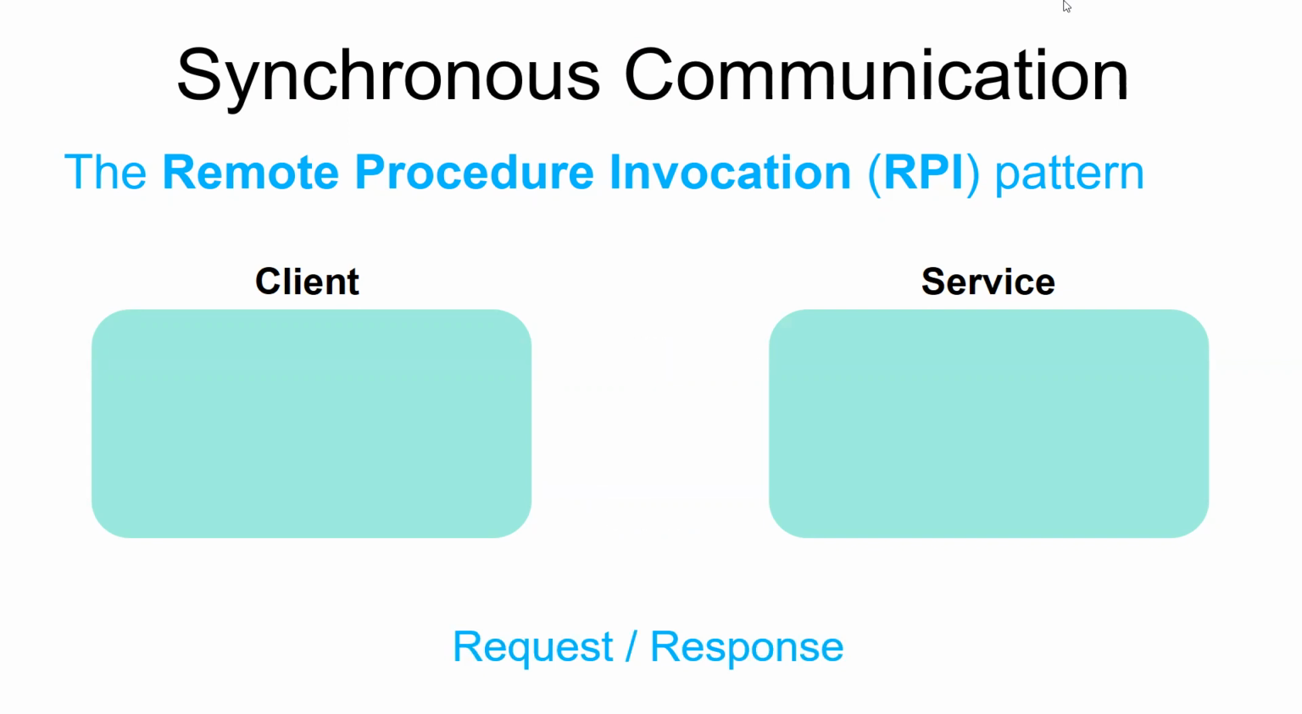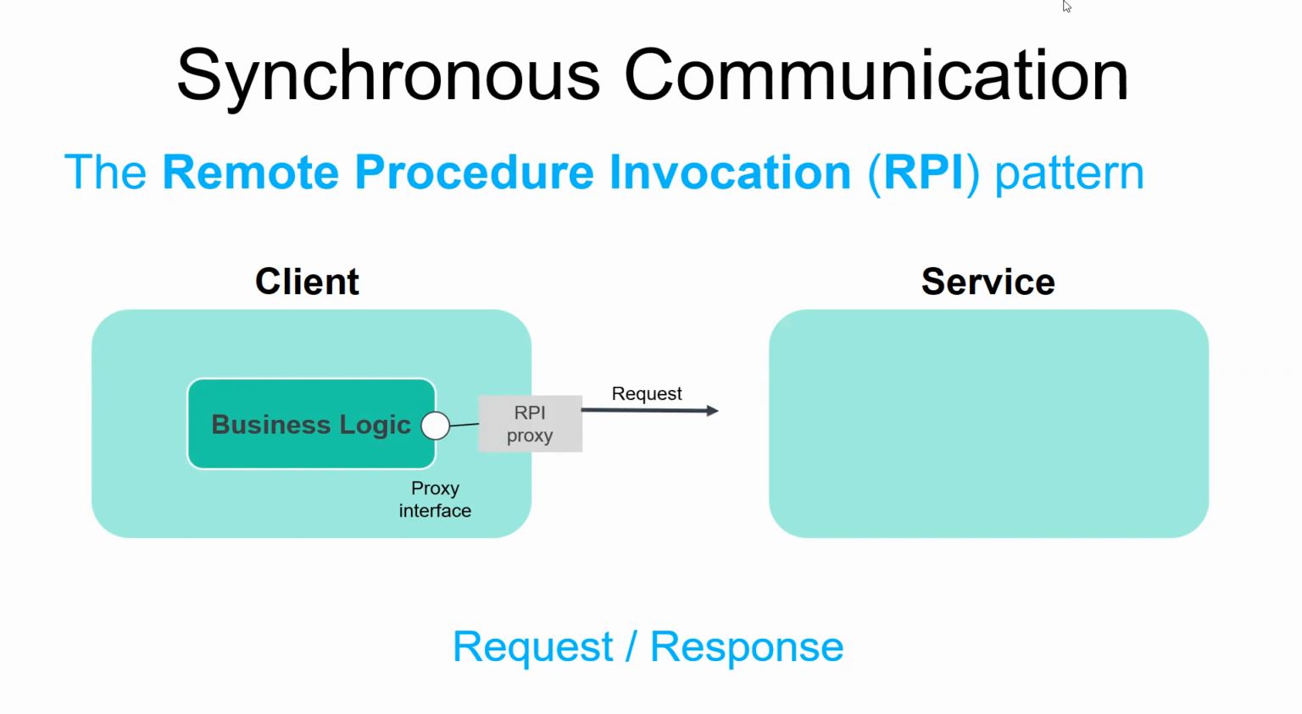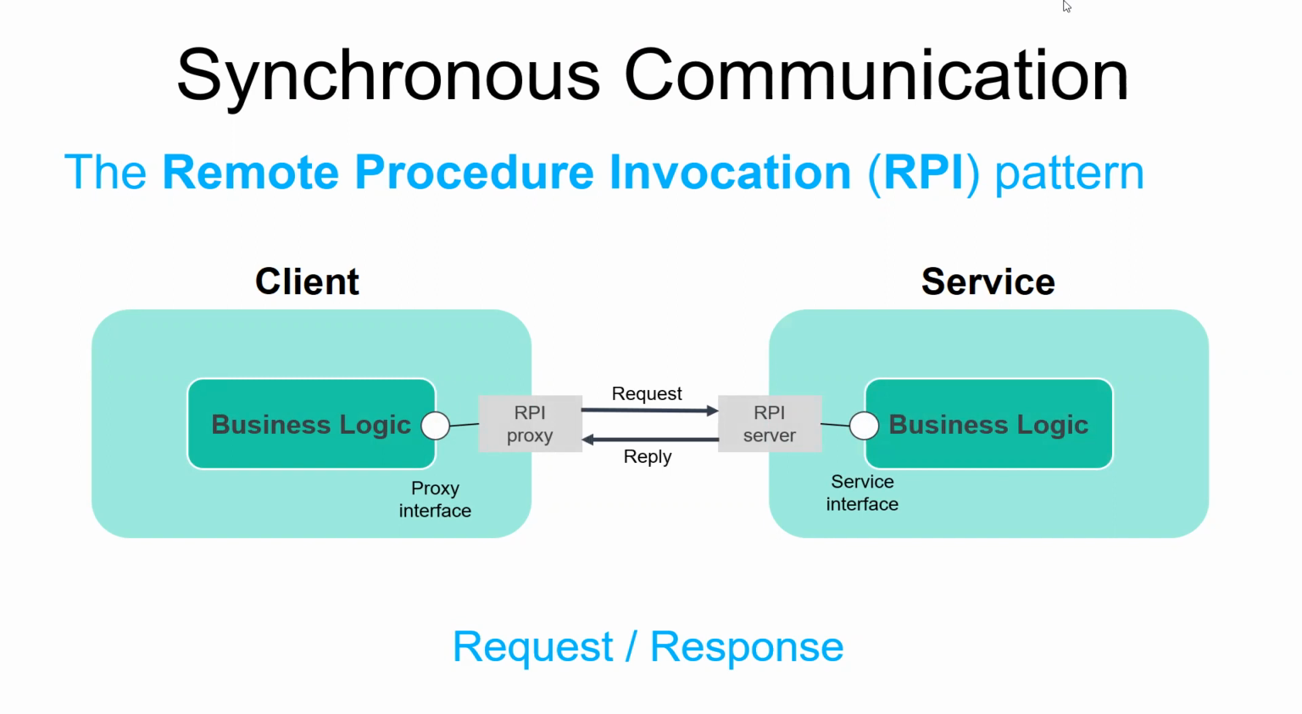Actually, the remote procedure invocation pattern works as follows. The business logic in the client invokes a proxy interface implemented by a remote procedure invocation proxy adapter class. The remote procedure invocation proxy makes a request to the service. The request is handled by a remote procedure invocation server adapter class, which invokes the service's business logic via an interface. It then sends back a reply to the remote procedure invocation proxy, which returns the result to the client's business logic.